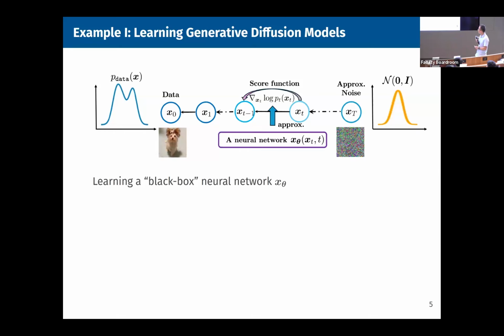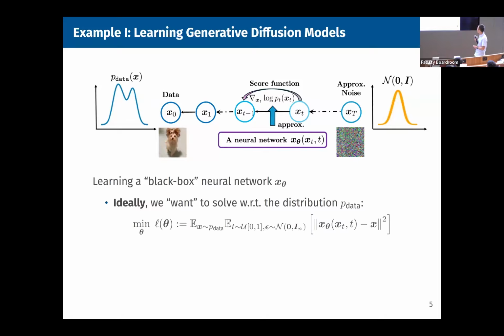In practice, ideally, if we really want to learn P data, then we want to minimize a loss like this, where X is drawn from the distribution P data. We want to minimize this population loss, that is, everything with respect to the expectation over our data. But again, we don't know the underlying distribution.